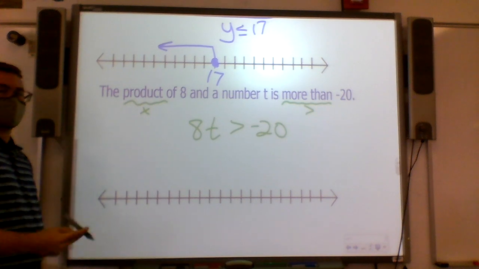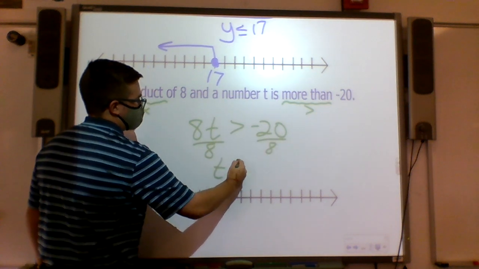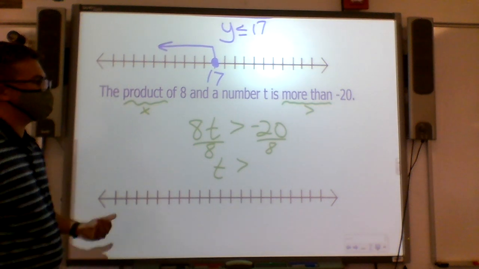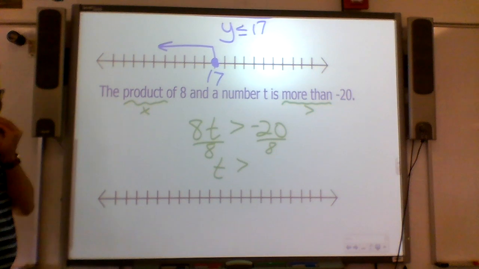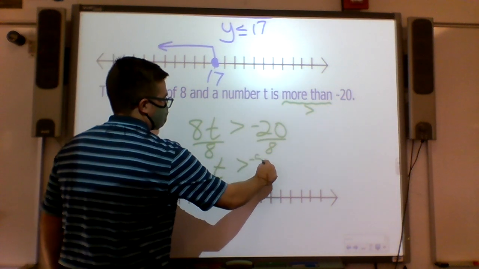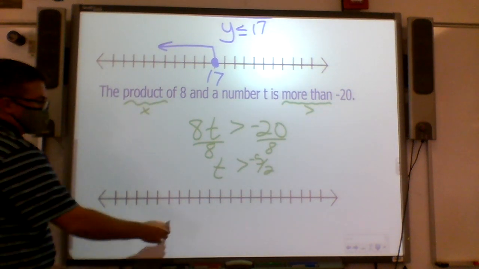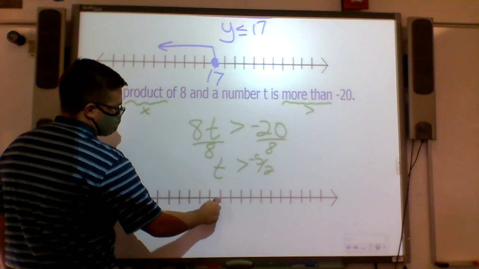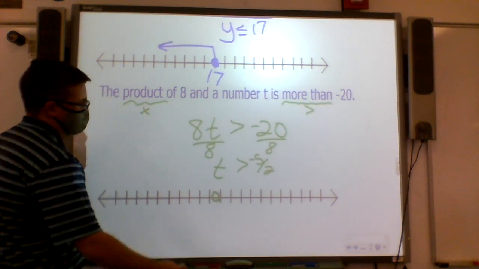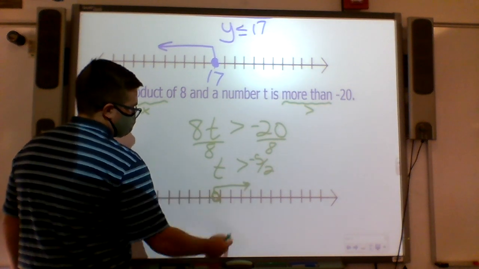To solve this one, I would have to divide both sides by 8. T is greater than negative 20 divided by 8. Let's reduce that as a fraction. If I divide both sides by 4, I get negative 5 over 2. So let's put negative 5 over 2 right here. Put it in between because it's a fraction, and open circle shaded to the right.